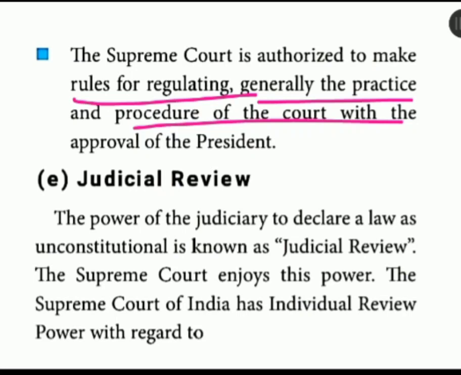The last one is judicial review. Who has the power here? The Supreme Court has the power to declare a particular article of the Constitution, or a particular law, unconstitutional, or null and void. The power of the judiciary is to declare the particular law as unconstitutional. What is meant by unconstitutional? Null and void, because it is violating the Constitution. Yes, this is called judicial review. The Supreme Court enjoys this power.